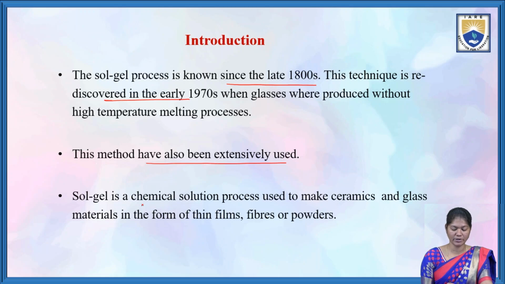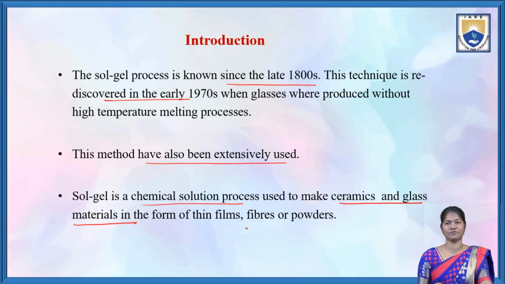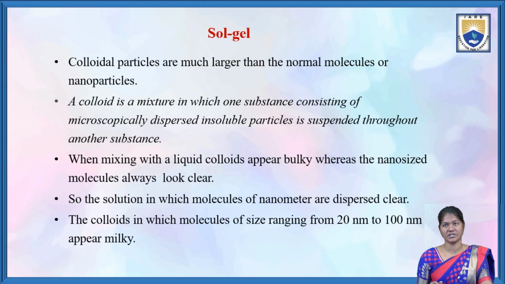Sol-gel is a chemical solution process used to make ceramics and glass materials in the form of thin films, fibers or powders. The sol-gel process is used to make ceramics and glass materials, thin fibers, and powders. Before going to the sol-gel, we should know about colloidal particles.